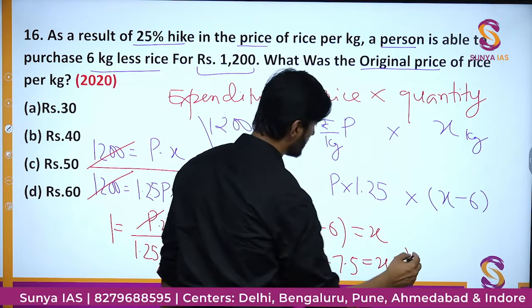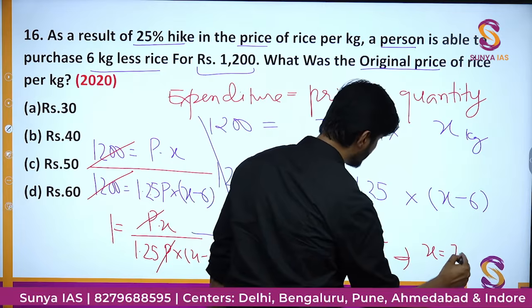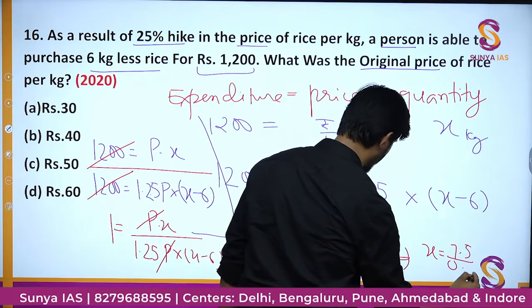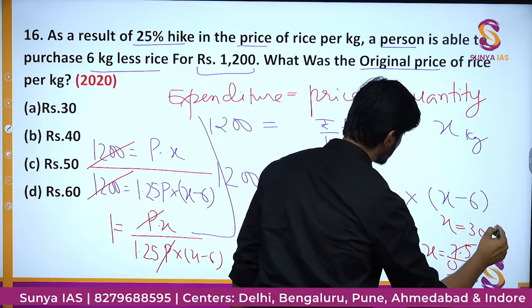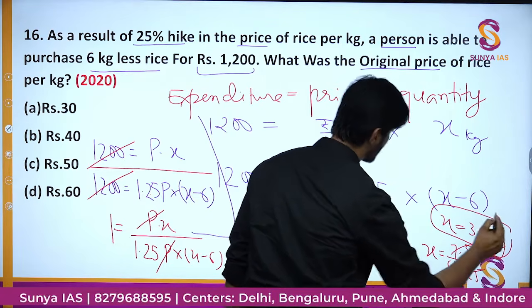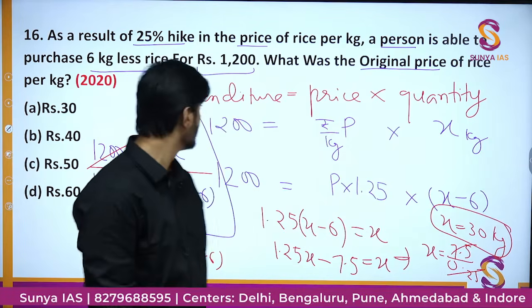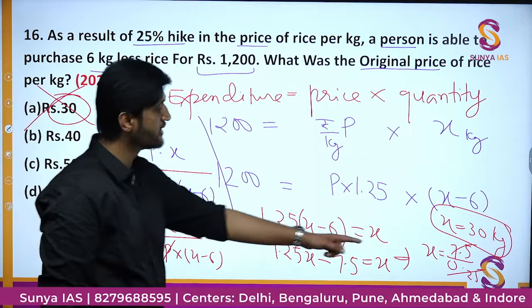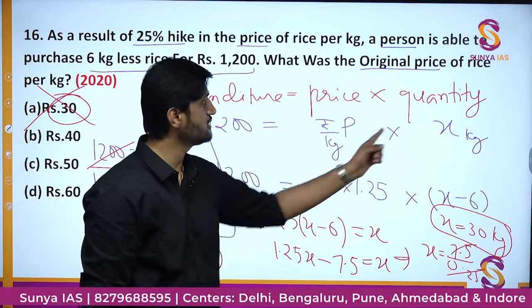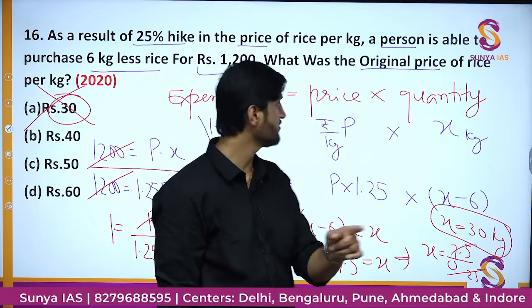Ultimately we will get the value of X to be 7.5 divided by 0.25, and that will be equal to 30. This quantity is actually 30 kg. Pay attention here, we have actually found the value of X. There is one decoy here: 30 is not the correct answer, because this 30 is not the price, this is the quantity X. What you have to find is the price.